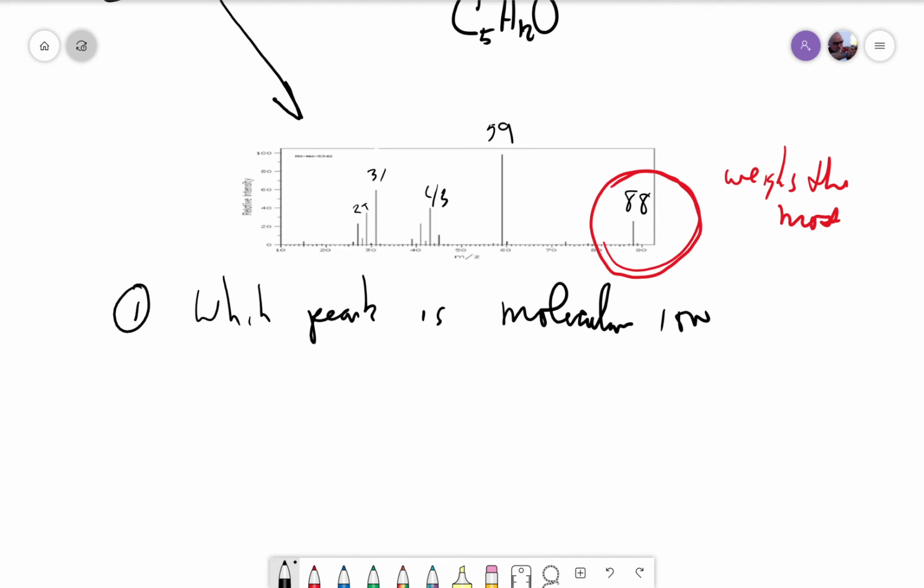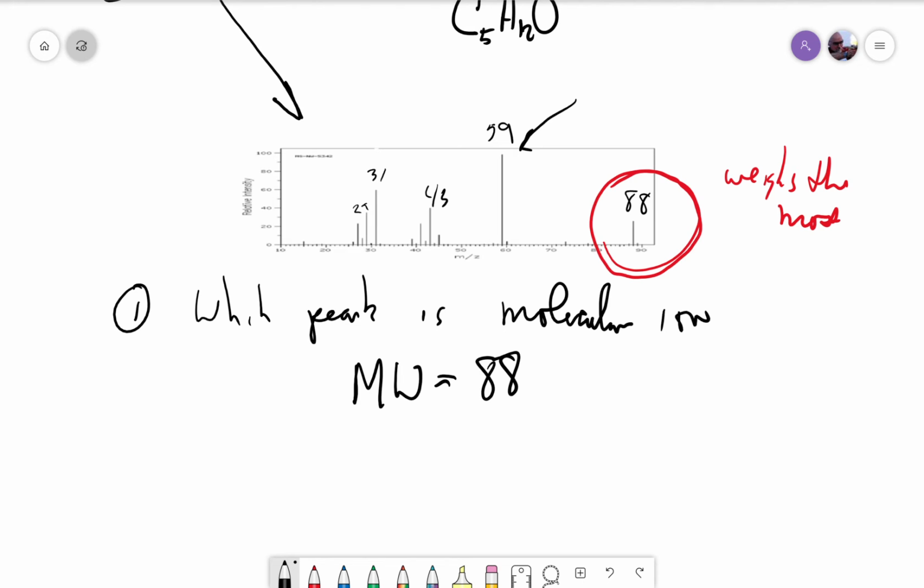It is not necessarily the most intense. 59, for example, is a bigger peak than 88, but only in intensity, only in the abundance within the source of the mass spectrometer. The one that weighs the most is the one that hasn't fragmented. So we make the initial assessment that the molecular weight of this compound is 88, based on the fact that it is the one that weighs the most within the mass spectrum.